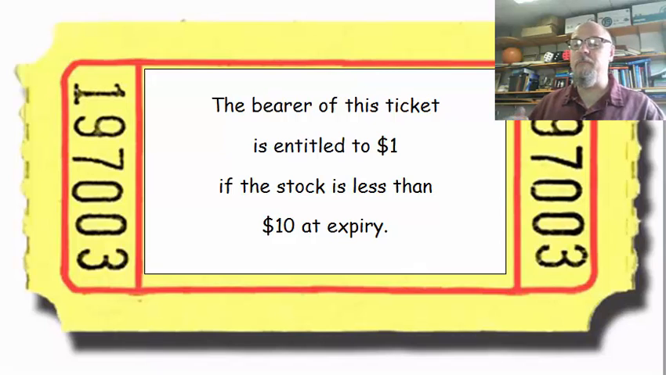The ticket says that the person who owns it is entitled to get $1 if the stock expires less than $10. So say the stock is going to expire in a week. If it expires at less than a $10 price, then you can trade this ticket in for $1. If it expires at greater than $10, then the ticket's not worth anything. What should you pay for this ticket now?